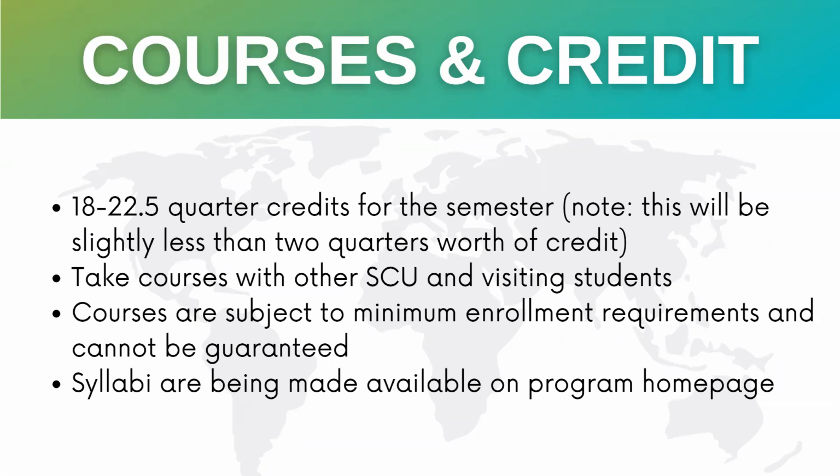Students will be receiving anywhere from 18 to 22.5 quarter credits for the semester. As I mentioned, you're taking 4 to 5 classes on this program, and it is a semester-length program. So it stretches over our winter quarter here through spring quarter at Santa Clara. This does mean that when you look at the amount of quarter credits you might earn over winter and spring combined at Santa Clara, 22.5 quarter credits is probably going to be slightly less than that.